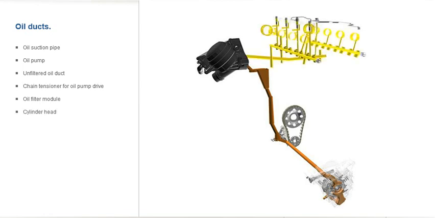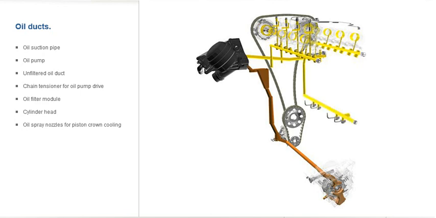The filtered oil duct leads into the cylinder head from here and supplies the camshafts, hydraulic valve clearance compensating elements, the Vanos units, the Valvetronic servomotor, and the chain tensioner for the timing chain. Two ducts branch off from the cylinder head into the crankcase. One leads to the oil spray nozzles that cool the piston crown, and the other leads to the crankshaft bearings.